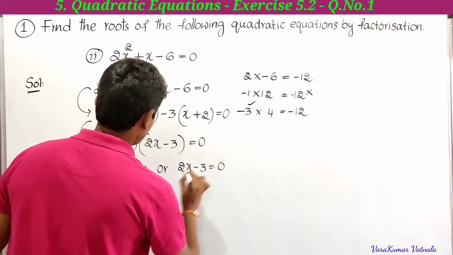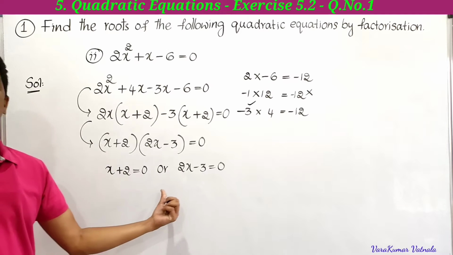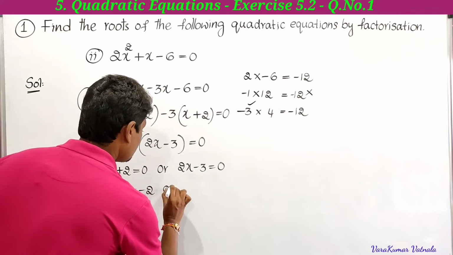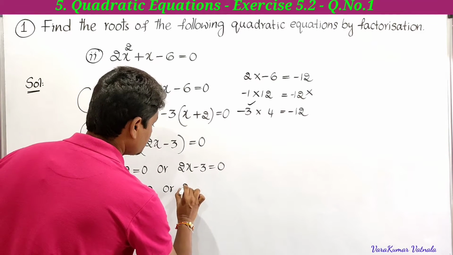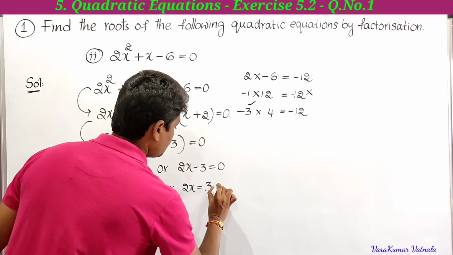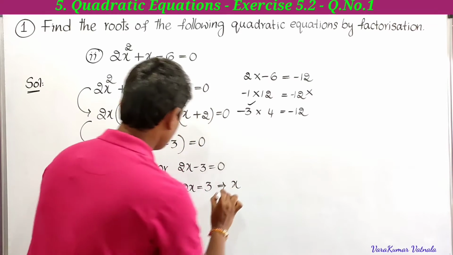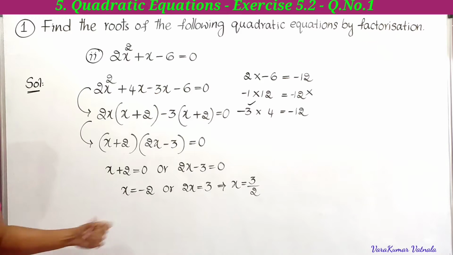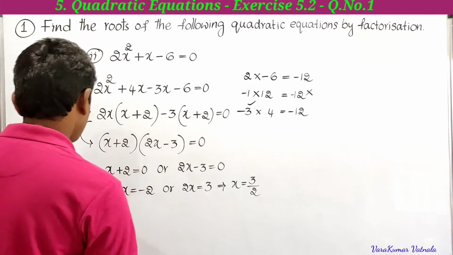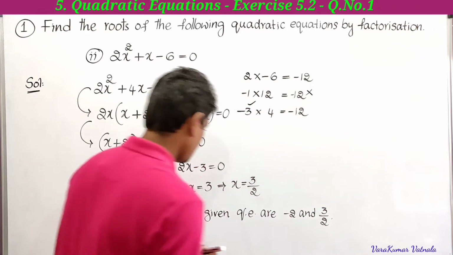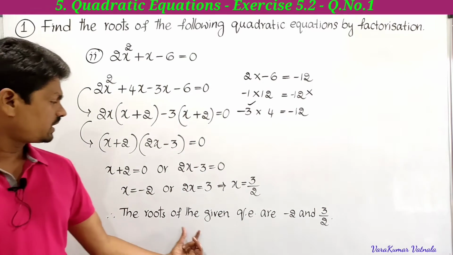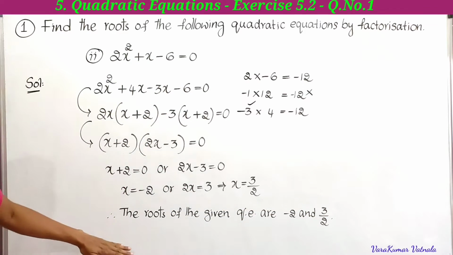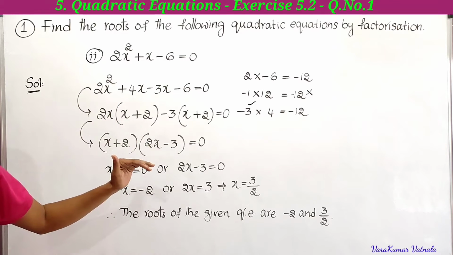Now I have to find the value of x. Here x plus 2 equal to 0, take plus 2 to the right side, so we get x is equal to minus 2. Or here 2x minus 3 equal to 0, take minus 3 to the right side, 2x is equal to 3, so x is equal to 3 by 2. So therefore the roots are minus 2 and 3 by 2. Therefore we have to write the roots of the given QE, meaning quadratic equation, are minus 2 and 3 by 2. So this is the second bit in the first problem.